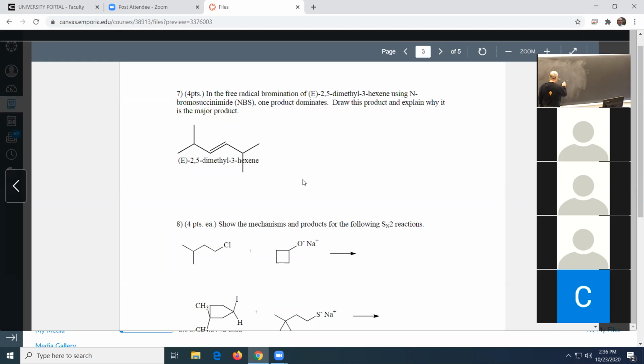And then during a termination or propagation step, this would be the predominant product. A vinyl radical, one actually right at the double bond, is pretty unstable, and a primary free radical is not stable either. So this would go through a free radical which is both tertiary and allylic.